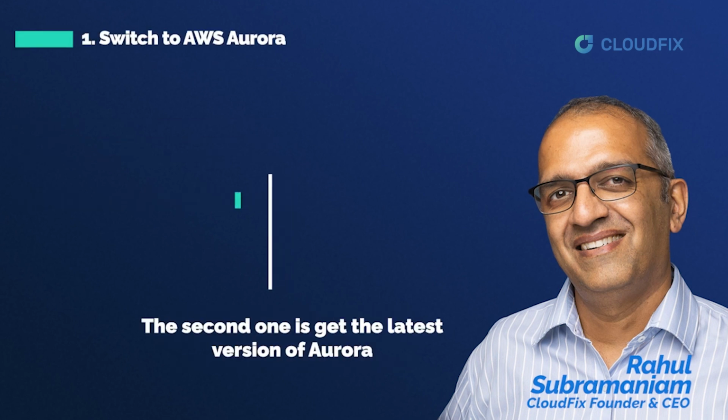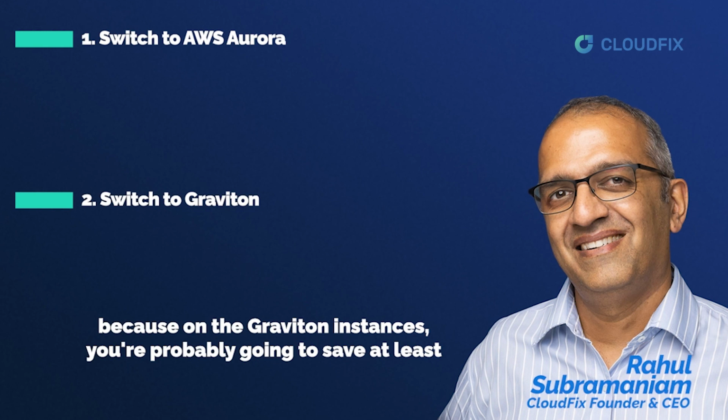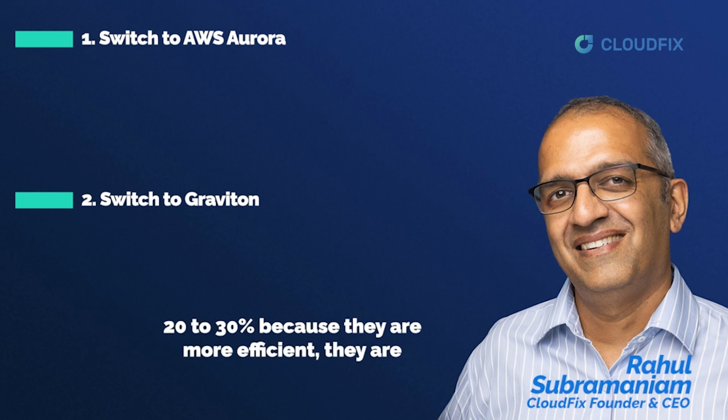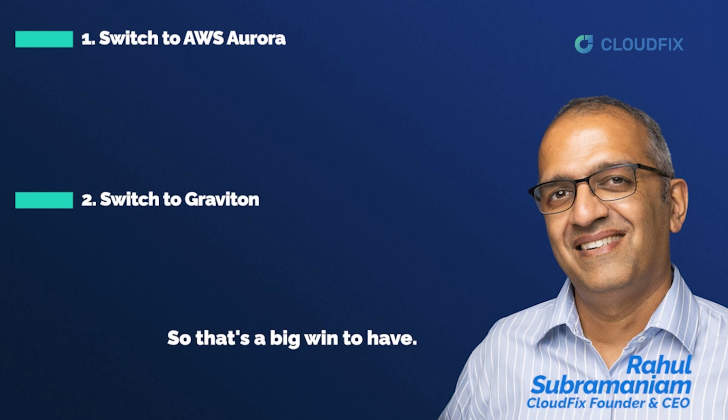The second one is get to the latest version of Aurora and switch over to Graviton if you haven't done that already, because on the Graviton instances, you're probably going to save at least 20 to 30% because they are more efficient, they are a lot cheaper, and they are even more performant. So that's a big win to have.